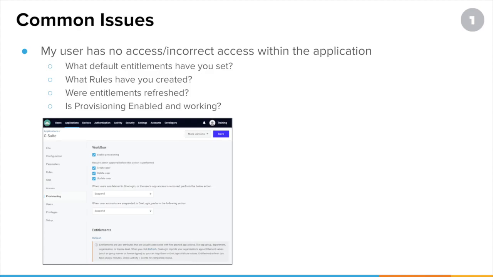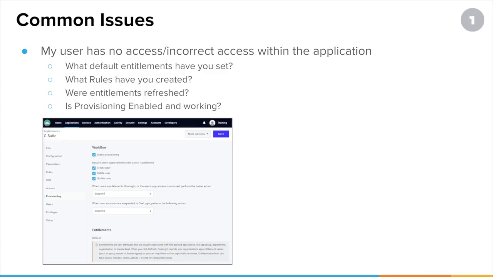You see this is a little refresh link down there towards the bottom. That actually pulls in available values that we can assign to them within the application. Maybe that's out of date. And in general, is provisioning enabled and working? That's that checkbox at the top.